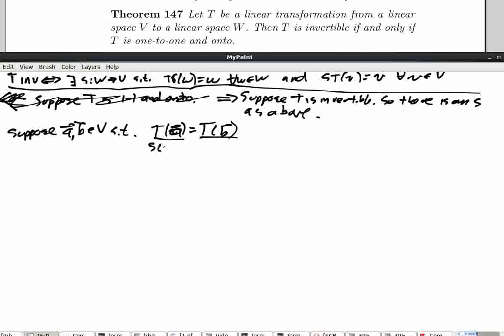Well, what I can do is I can take S of both sides. If these two things really are equal, then I should be able to stick them both in S and get the same result, because S is a function. And that means that I get S T of A is equal to S T of B, but as above, S T of V doesn't change anything. So A is equal to B. So T is 1 to 1.